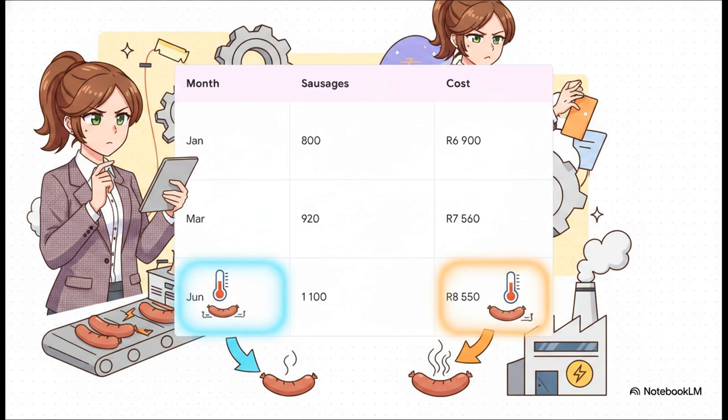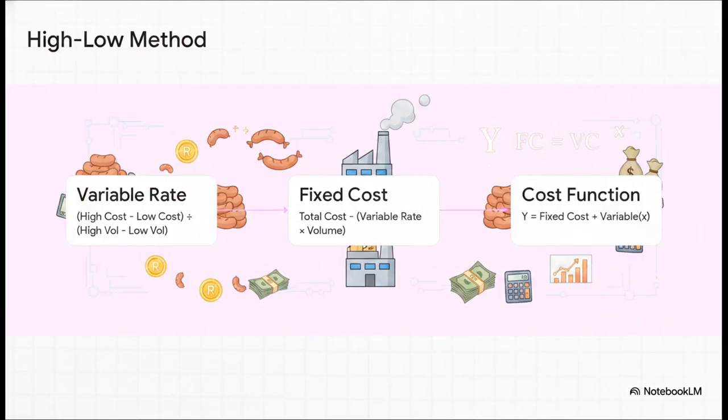The golden rule here is simple. You pull only the extreme highest and lowest activity months. So for us, that's January at 800 sausages and June at 1,100 sausages. Literally ignore the other months entirely. Just cross them out. All right, let's walk through the math step by step.